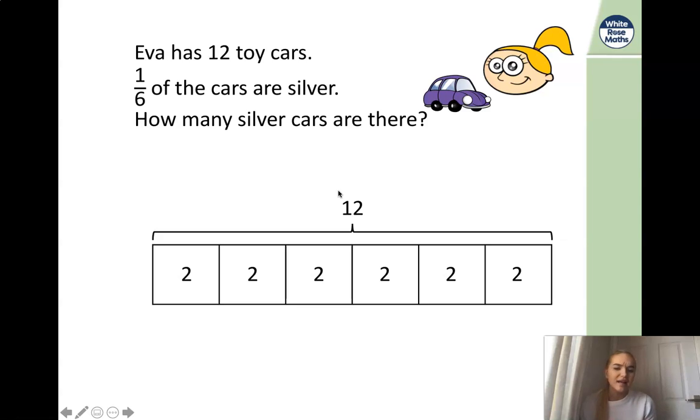Now how many 6s am I looking for this time? I'm looking for 1. This looks really familiar though. This looks like the bar model that we were using for our fractions, and it absolutely is. 1/6 would be how many boxes shaded? 1. So 1/6 would be 2 silver cars.